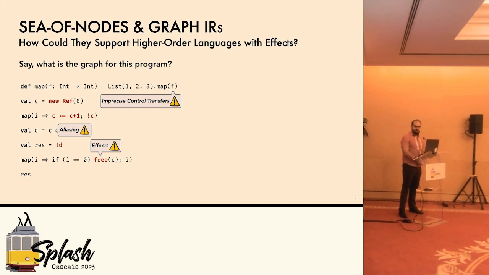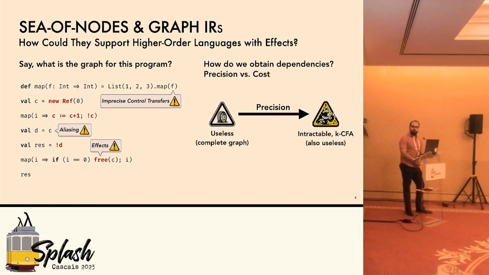So for example, we have higher order functions and first class functions, and they lead to imprecise control transfers, so we can't be sure what's being eventually called. We also have mutable state, and we have to deal with aliasing that also leads to indirections, and we have pervasive side effects. And the question here is now, how do we draw the dependencies? How do we get them at all? And that's also a matter of being precise and affordable.